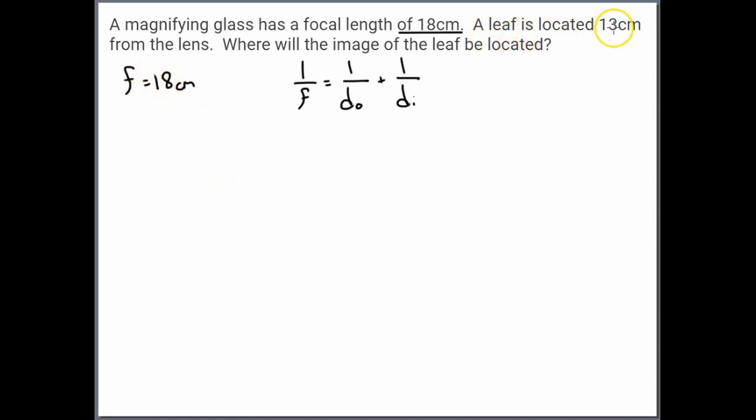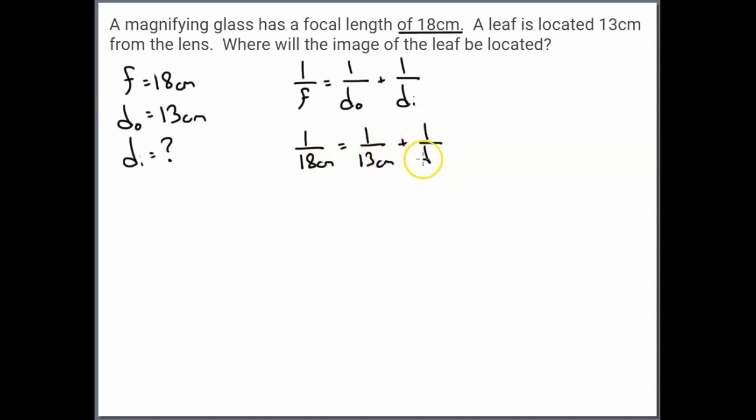It says a leaf is located 13 centimeters from the lens. So that makes sense. The object is inside of f. So DO is 13 centimeters. It says where will the image of the leaf be located? So we're looking for DI. So let's plug things in. We've got 1 over 18 equals 1 over 13 plus 1 over DI.